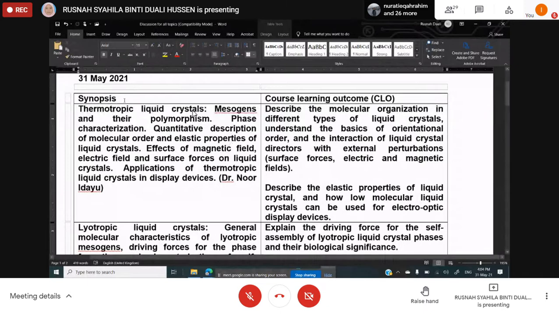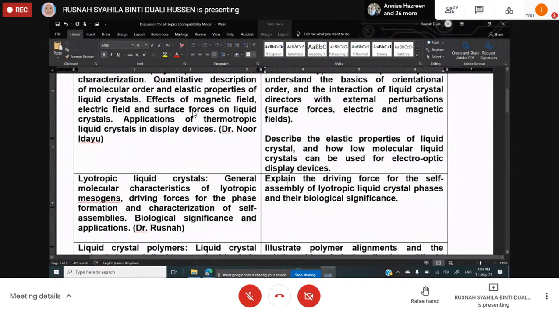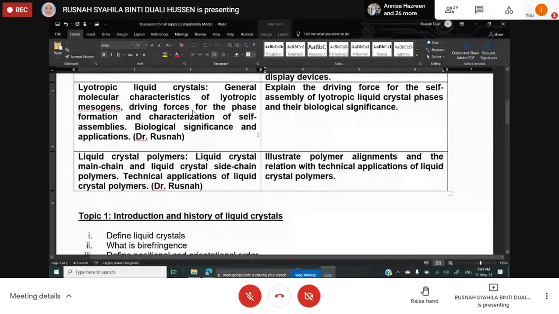Okay, so now we look back at the synopsis. This is actually in Malay. Synopsis of the course. There are three paragraphs. The first one is for Dr. Nur Idayu, and for her part, there's supposed to be two different course learning outcomes, number 1 and number 2. So we look into my part.